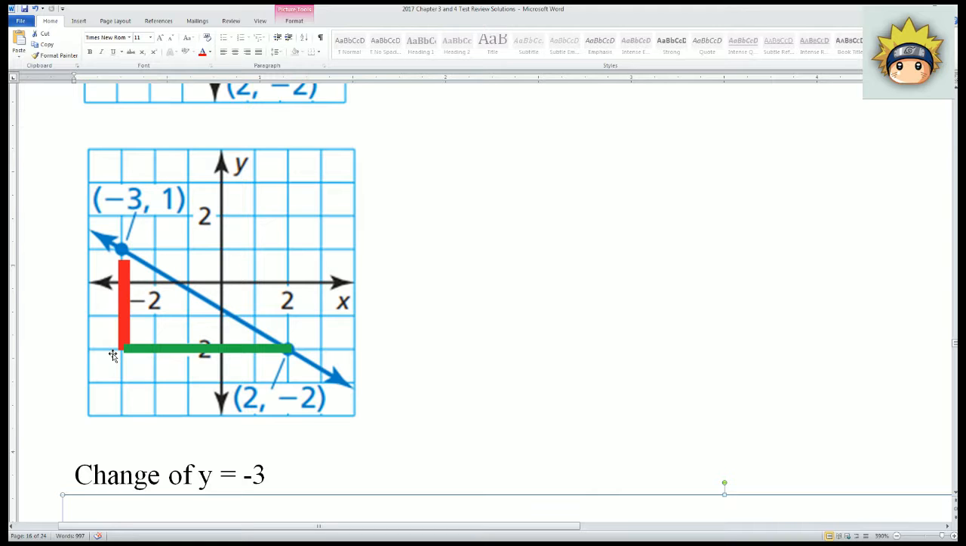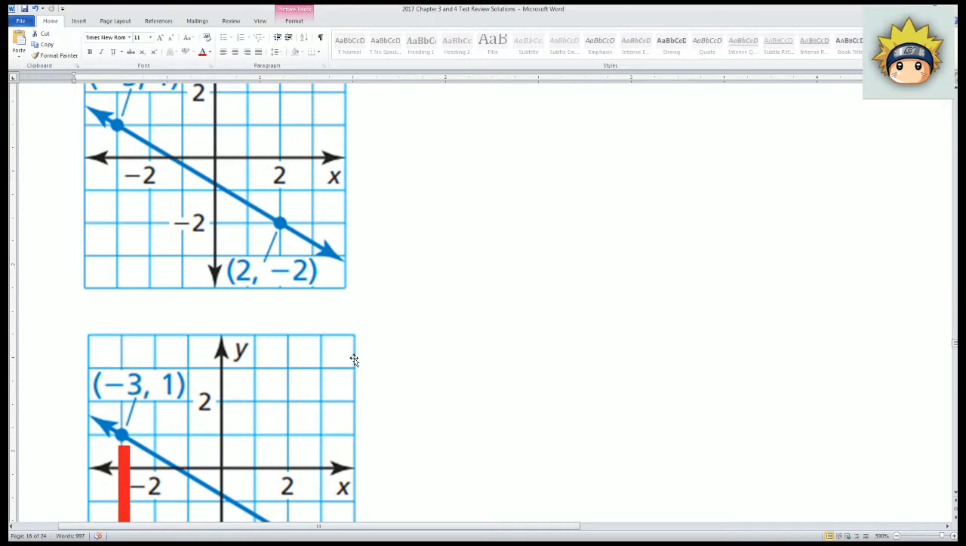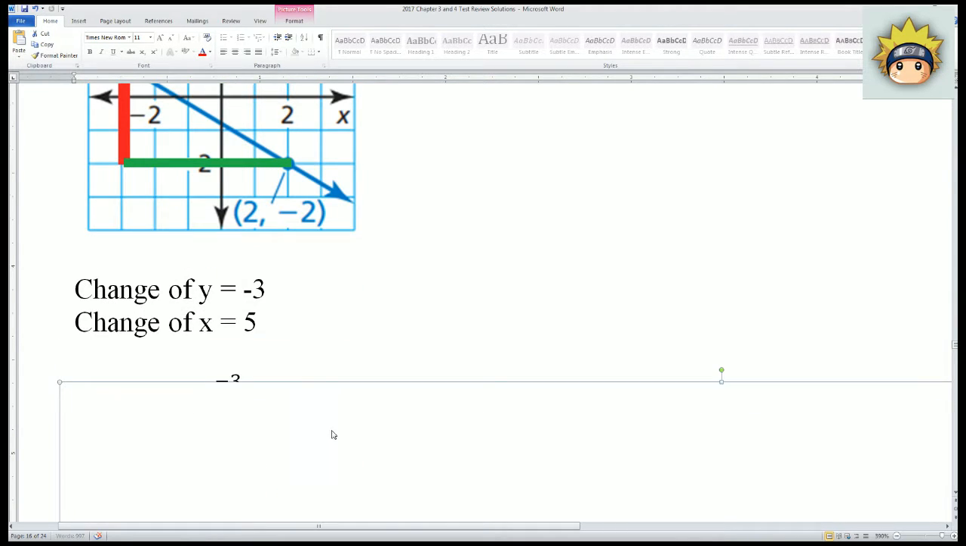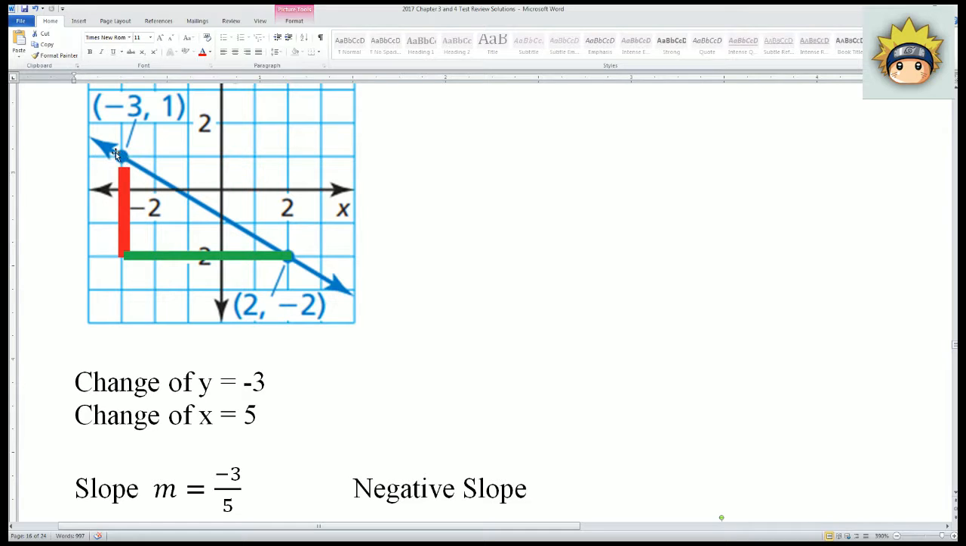Next, I want to find my change of x, which is the green, which is how much I'm changing in the left to right direction. So from here, I count 1, 2, 3, 4, 5, and I'm going to the right, which is positive. So I notice my change of x is equal to 5. Okay, the slope formula is change of y over change of x. That's why the slope m is equal to -3 over 5, which describes a negative slope, which makes sense because right here, if you look at it, it goes downward, which indicates a negative slope.